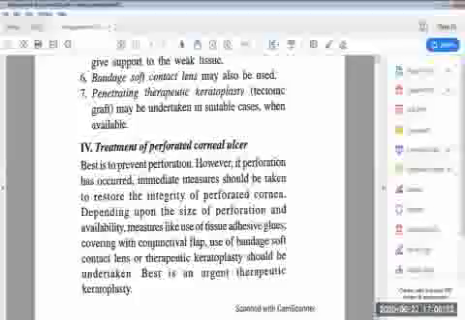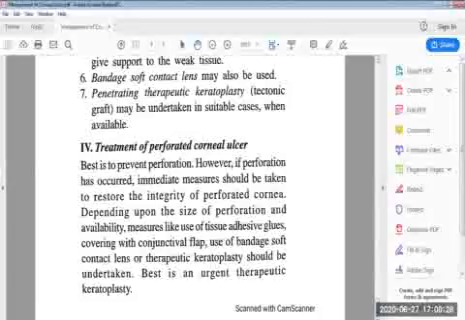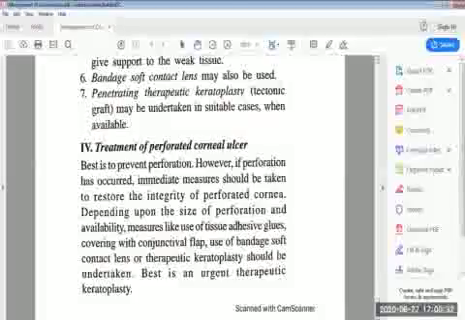However, if perforation has occurred, immediate measures should be taken to restore the integrity of the perforated cornea. Depending upon the size of perforation and availability, measures like use of tissue adhesive glues, covering with a conjunctival flap, use of a bandage soft contact lens, or therapeutic keratoplasty should be undertaken. Best is an urgent therapeutic keratoplasty.